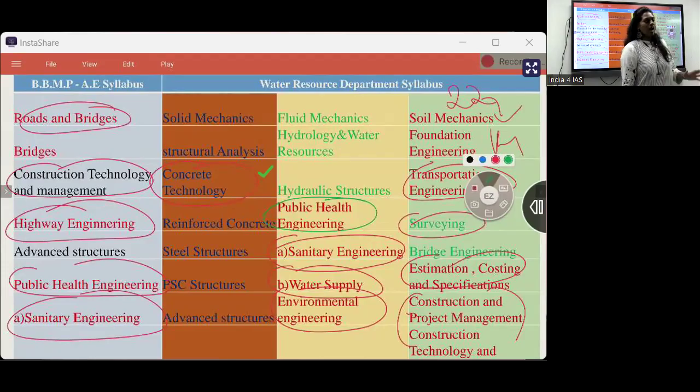Other than that, you can make your own strategy, like first we'll go for the easy subjects. We'll make notes, we'll revise, we'll attend tests, and in the second set we'll go for tough subjects. Then while studying the tough subjects you can easily revise these easy subjects, right? See, these are the simple techniques.